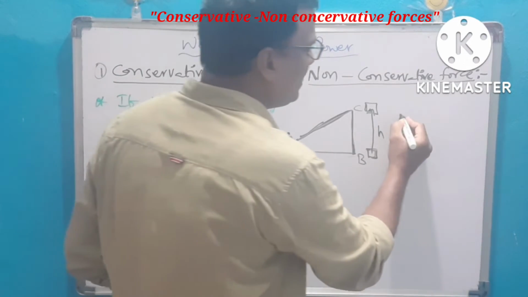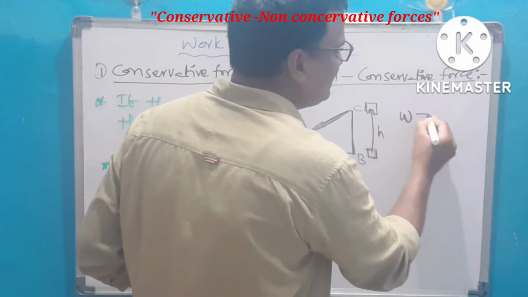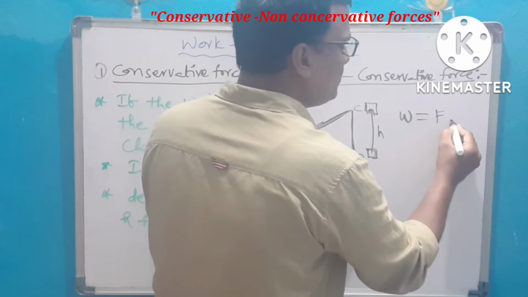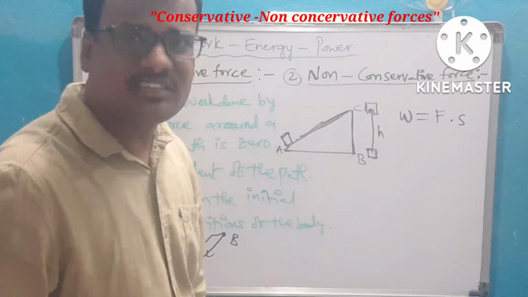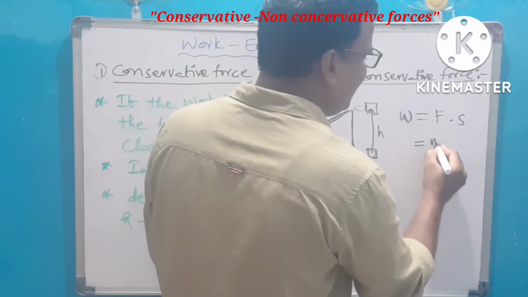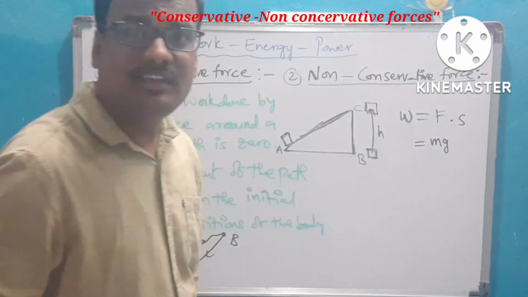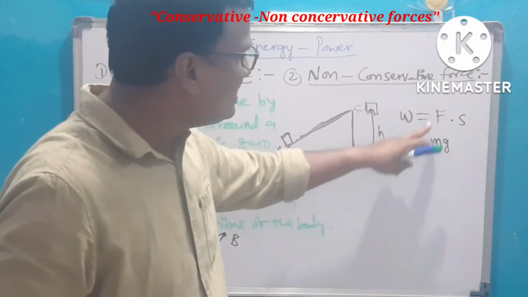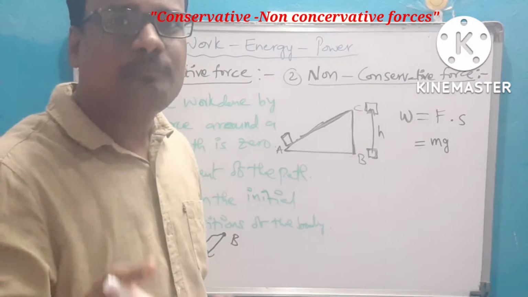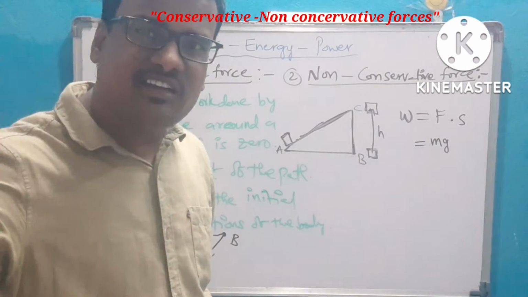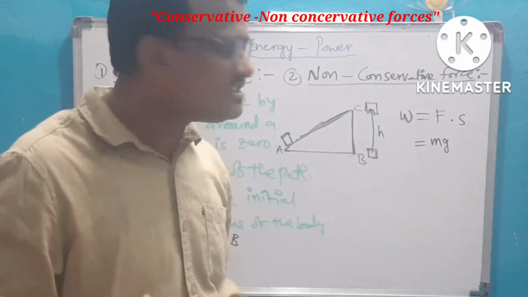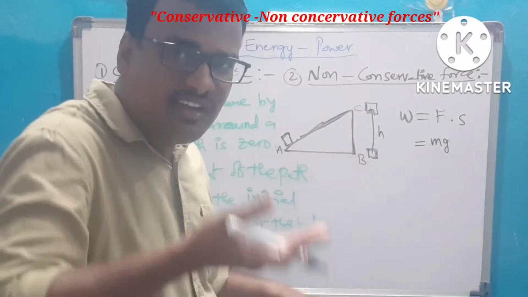Then the work done in such a case is W = F into S, where S is the displacement and F is the force. Here F is mg, because that is the weight of the body. F equal to ma equals mg, which equals w, the weight. So force or weight, both are the same here: mg means the weight of the body.